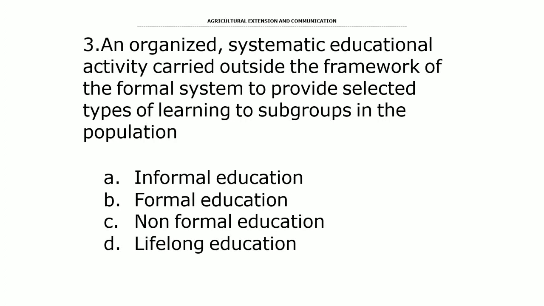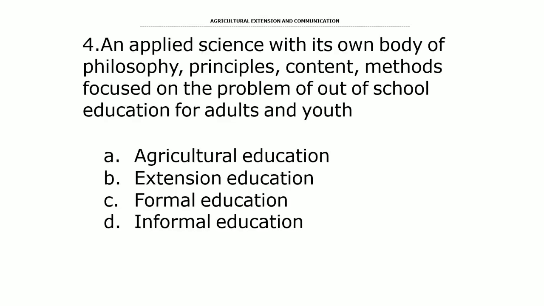Number three, an organized, systematic educational activity carried outside the framework of the formal system to provide selected types of learning to subgroups in the population. A. Informal education. B. Formal education. C. Non-formal education. Or D. Lifelong education. The answer is non-formal education.